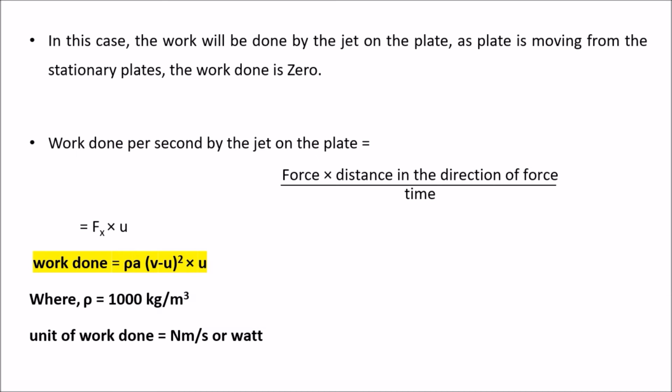In this case, the work done will be 0 for the plate as it is stationary. Now we calculate the work done by the jet on the plate, which is equal to force into distance in the direction of force divided by time, that is Fx into u. Work done is equal to rho a (v minus u) whole squared into u, where rho is the density of water, equal to 1000 kg per meter cube, and the unit of work done is Newton meter per second or watt.